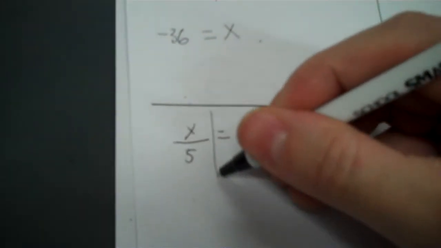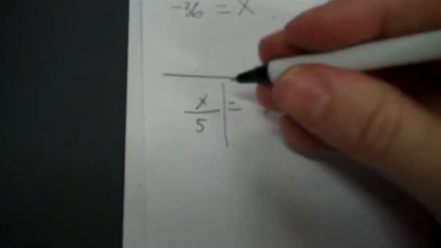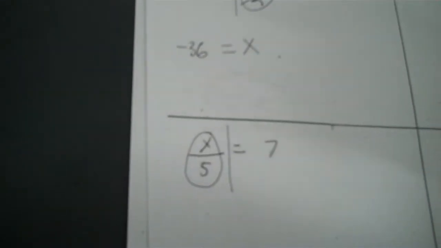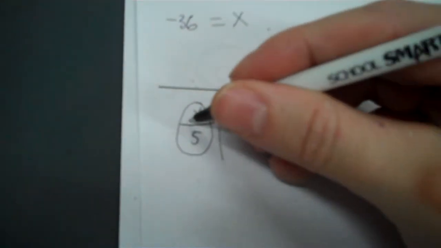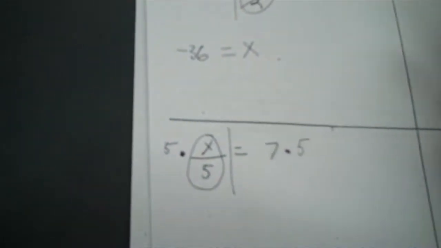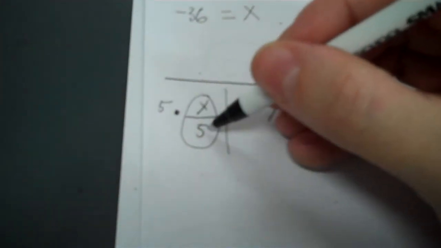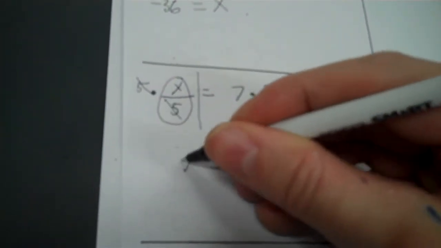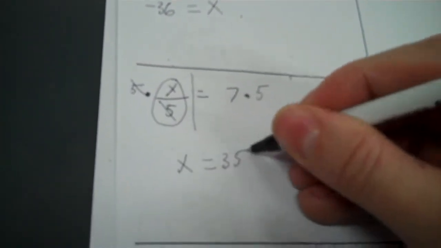Okay, next problem. Make your wall. Now what's happening to x? It's being divided, so you want to circle. Whenever it's being multiplied or divided, you want to circle. So x is being divided, so I need to times by 5. Because remember, the rule is if I have a times 5 and a divide by 5 at the same time, those cancel. Then 7 times 5 is 35.